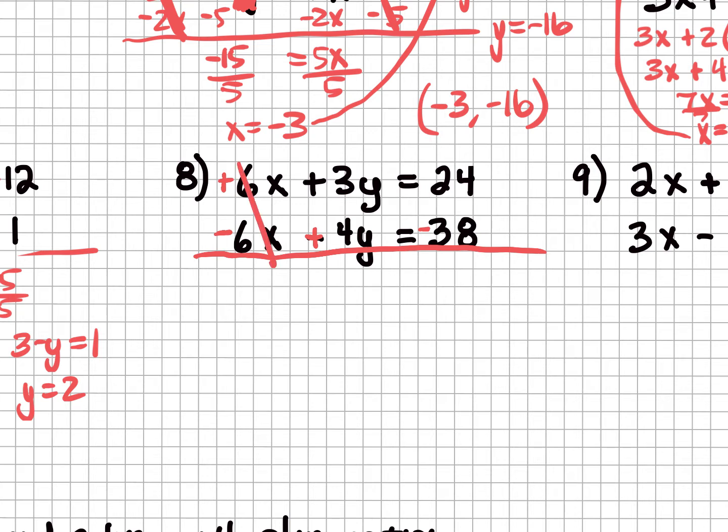3y and positive 4y is 7y equals 24 minus 38. The negative team is going to win by 14. So I divide by 7. And y equals negative 2.